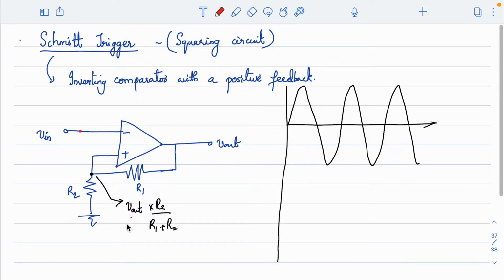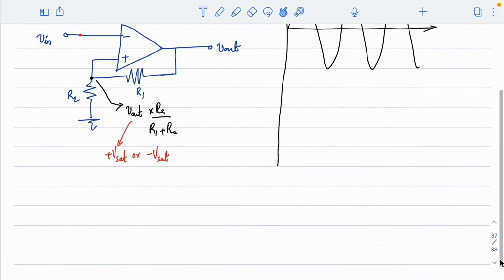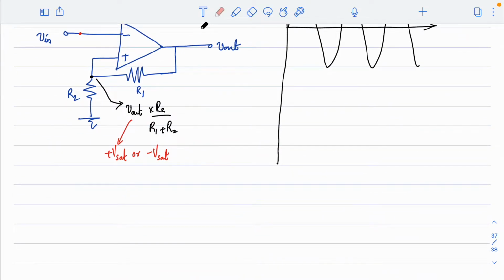Now what is the difference here? We know that V out can be either plus Vsat or minus Vsat. Because of positive feedback, V out can be either plus Vsat or minus Vsat. Now, if your V out is plus Vsat, what will be the reference voltage? Vsat into R2 by R1 plus R2.